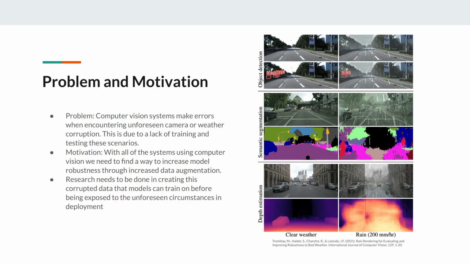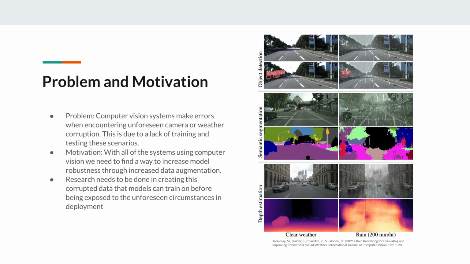The problem we see is that computer vision systems make errors when encountering unforeseen camera or weather corruption, and this is simply due to a lack of data and training them for these scenarios. So that leads to the underlying motivation that with all the systems using computer vision, we need to find a way to increase model robustness through increased data augmentation and providing the data before it is seen out in deployment. Because of this, research needs to be done in creating this corrupted data that models can train on before being exposed to these circumstances out in deployment where they could fail.